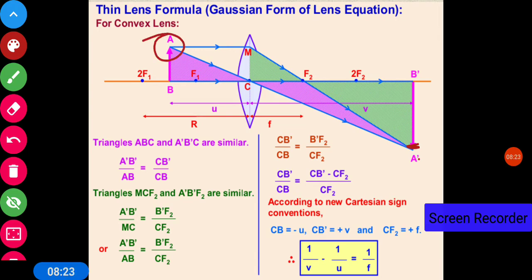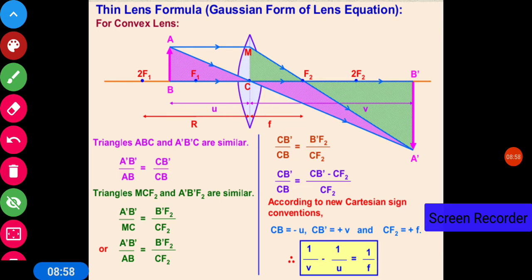So from the A, two rays are starting. One is parallel to the principal axis, after refraction passing through the focus. Another is passing through the optical center and goes straight. So both these rays meet at point A dash. So A dash is the image of point A. The ray starting from the B passes through the optical center without any refraction. So the image of the B is formed at B dash. So we can say that AB is the object and A dash B dash is the image.